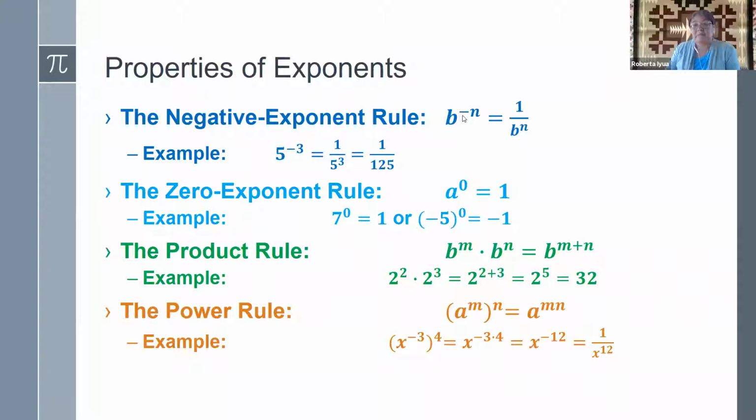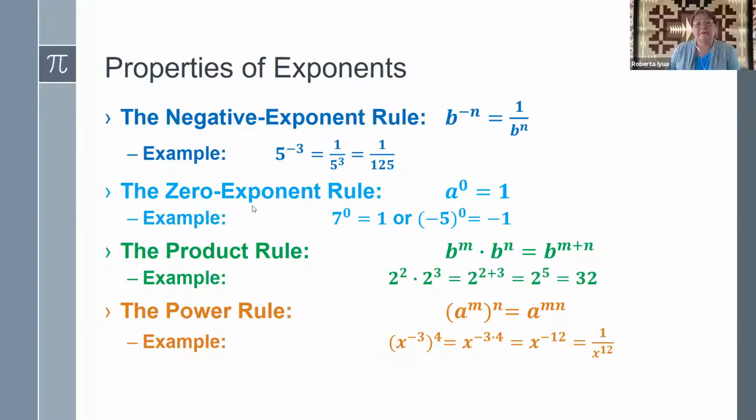b raised to the negative n is equal to 1 over b raised to the n. And here's an example of how we use that negative exponent rule. 5 raised to the negative 3 is equal to 1 over 5 raised to the 3, which is equal to 1 over 125.